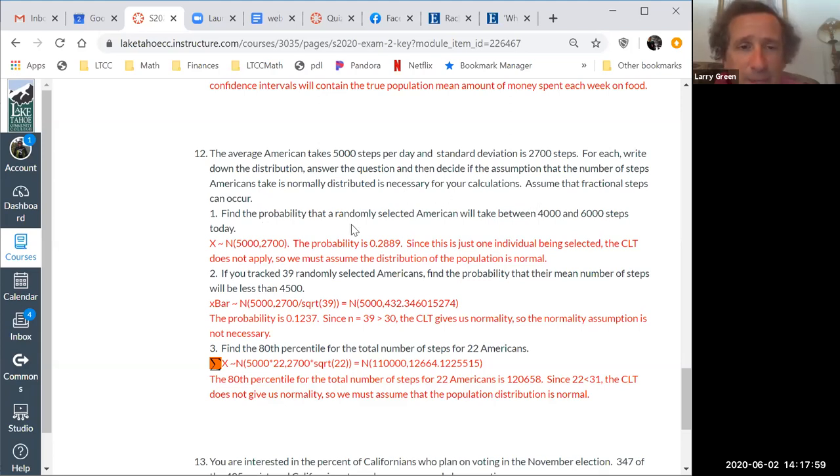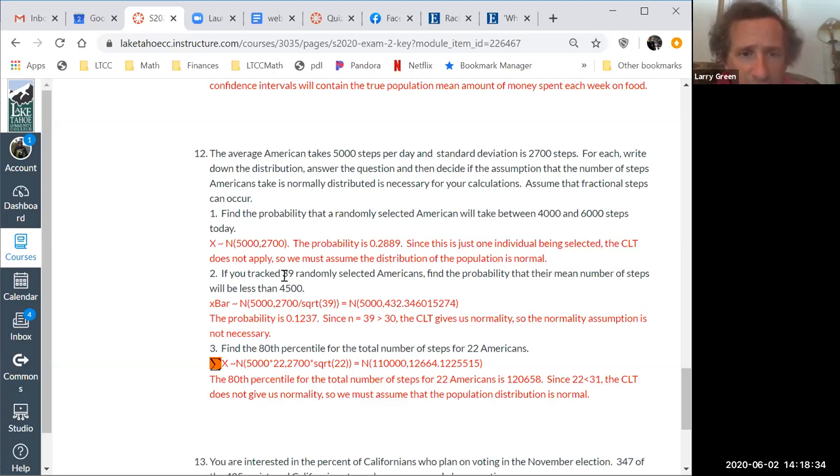Okay, we want to find the probability that a randomly selected American will take between 4,000 and 6,000 steps. Okay, so now it's just a single American. So now it's an X. So it's X tilde N(5,000, 2,700). We can go to the calculator, pop that in, and you get 0.2889. Okay. This refers to just an individual. So the central limit theorem doesn't apply. So that means the assumption of normality was necessary.